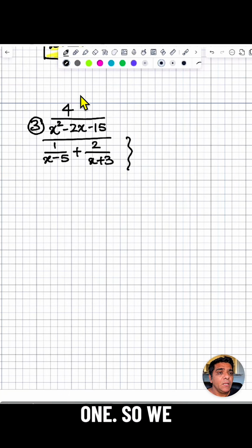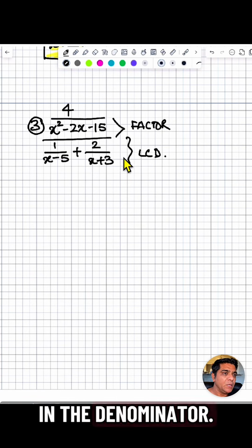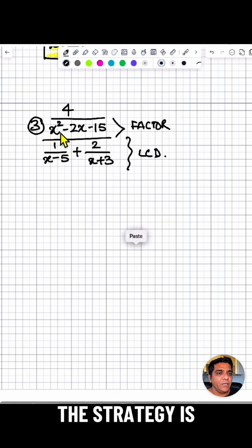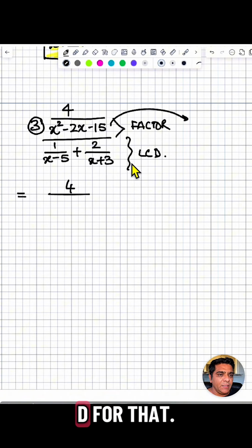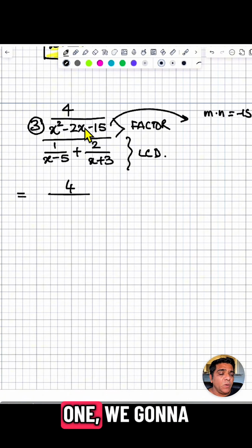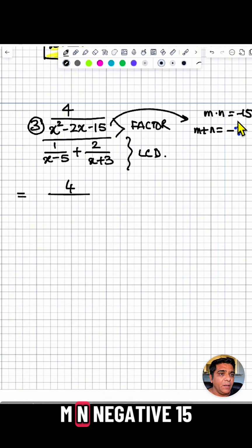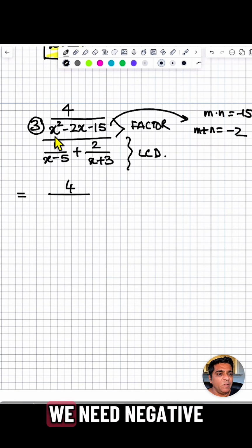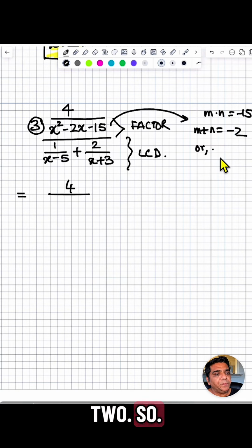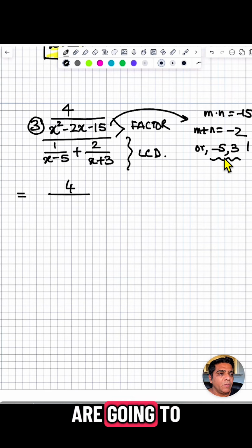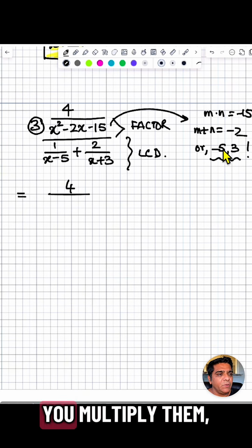And the last one, so we have this whole thing in the numerator and this whole thing in the denominator. The strategy is to factor this and also do LCD for that. For this one, we're going to factor: mn is negative 15, and m plus n, we need negative 2. So what are those two terms? They're going to be negative 5 and 3. You add them, you get negative 2, you multiply them, you get negative 15.